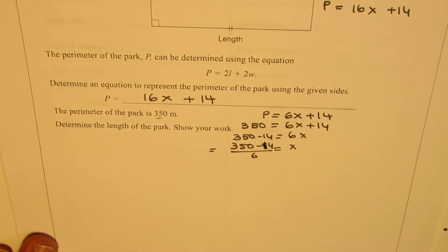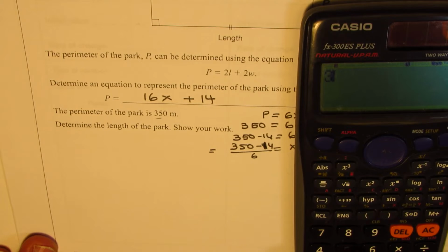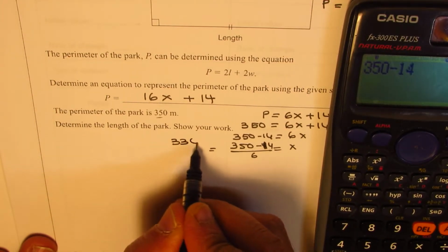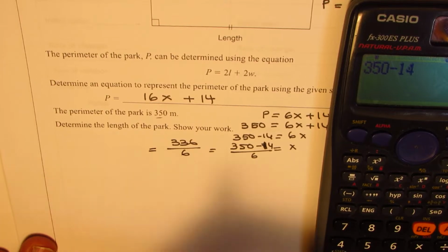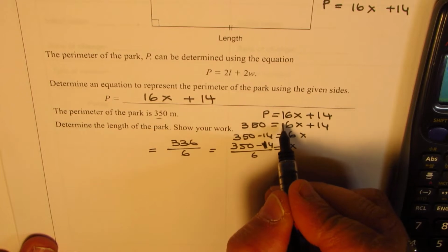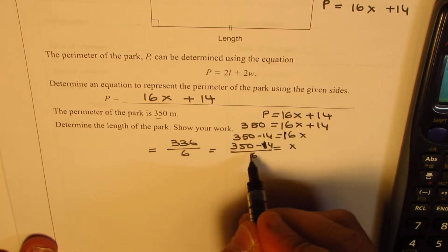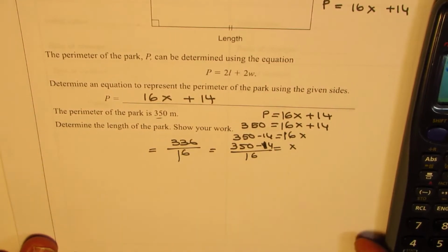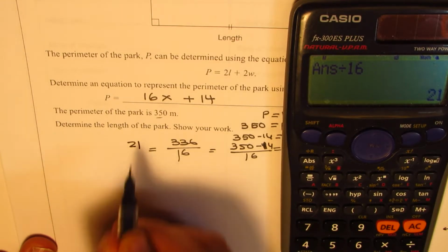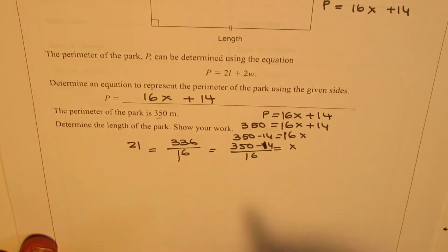So let's use the calculator to find this out. 350 minus 14 is equal to 336. And we are going to divide this by 6. So, sorry, this is not 6 but 16. I'm so sorry. 16, right? So, not 6. Okay. So we have 336. We are going to divide by 16. And it is equal to 21. So we know the value of x is 21.